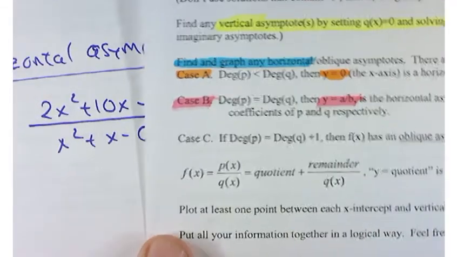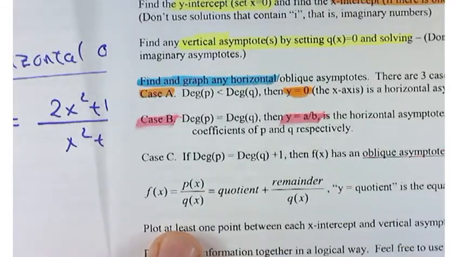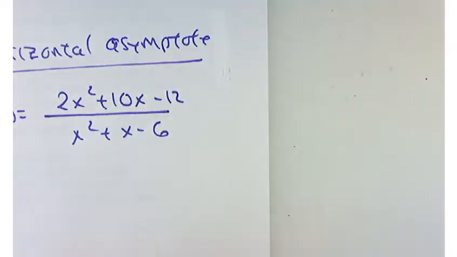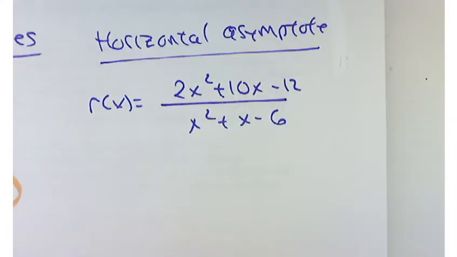It's a good question. Are we using case B for this problem? Well, how do the degrees in the numerator and denominator line up? Is it case A or case B or something else? Case B. Both of these have the same degree. Both of them are degree 2. So it's case A. Pardon me, B. Case B.